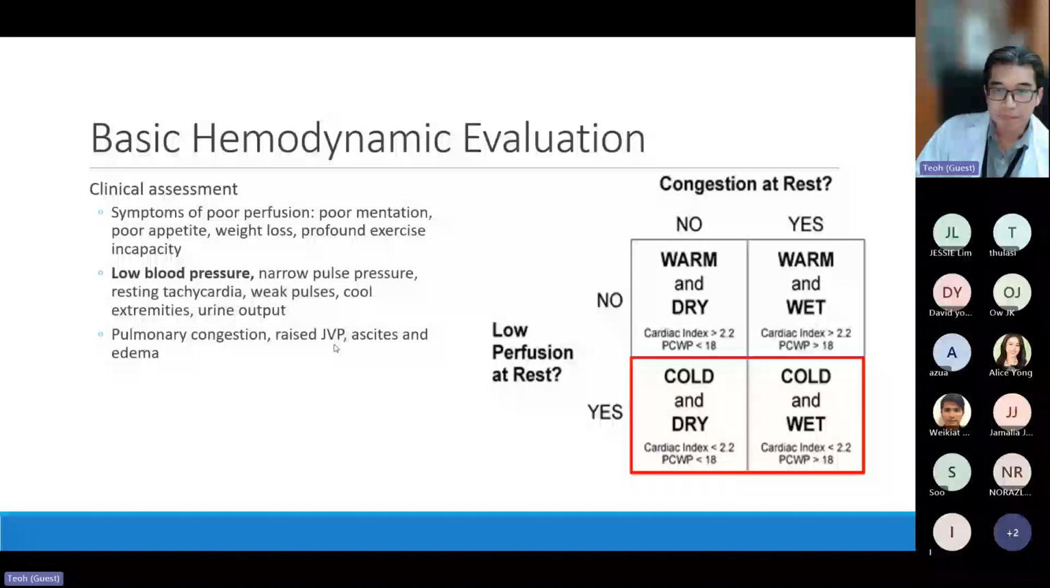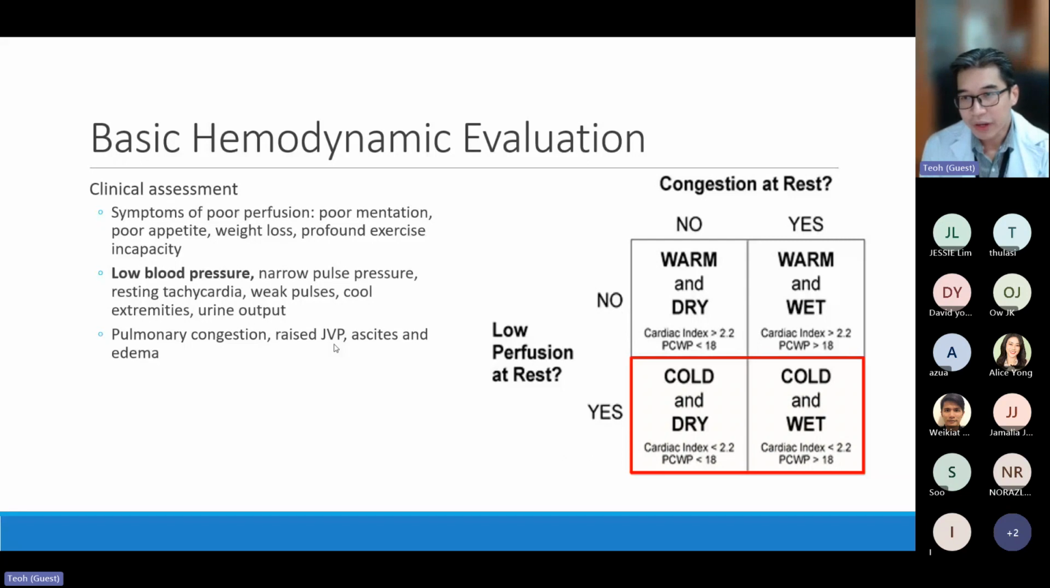So according to the heart failure guideline and Stevenson classification, for heart failure patients, usually we need to assess their hemodynamics and try to classify them based on the perfusion and also the fluid status. There are 4 groups here, which you are quite familiar with, in the diagram on your right-hand side. But in the context of shock, we just want to identify those patients with poor perfusion. Basically, we want to identify those patients who are cold, either cold and dry or cold and wet.